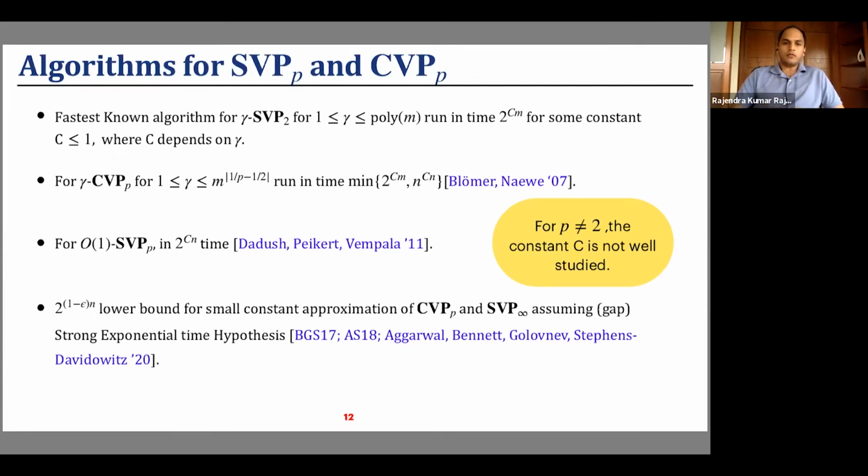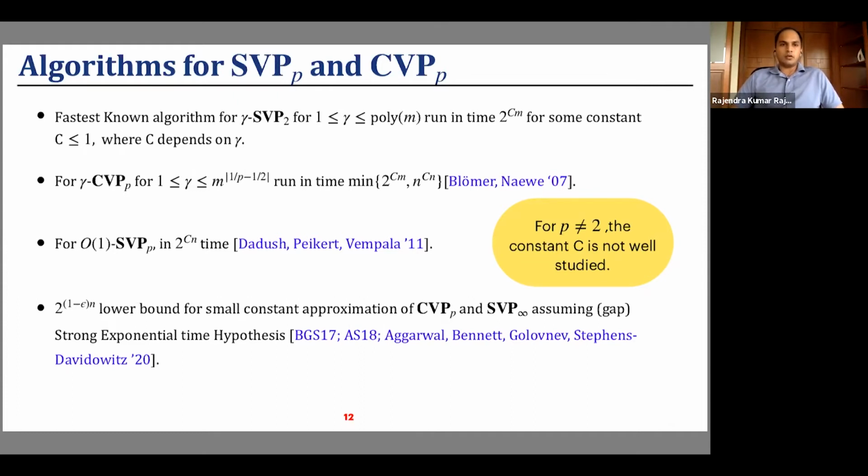So in terms of lower bounds, recently there is a series of work in which Aggarwal, Bennett, Golovnev, and Stephens-Davidowitz show that for CVP in the L_p norm and SVP in the L-infinity norm, for a small constant approximation, there is a lower bound of 2 to the power (1 minus epsilon) times n. And to show this lower bound, they assume the gap strong exponential time hypothesis.